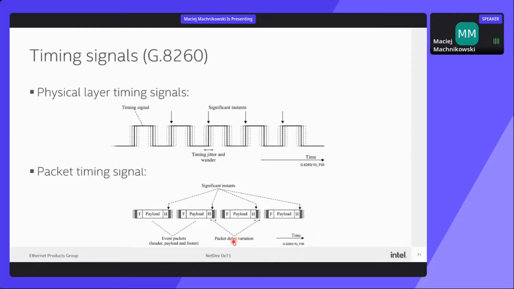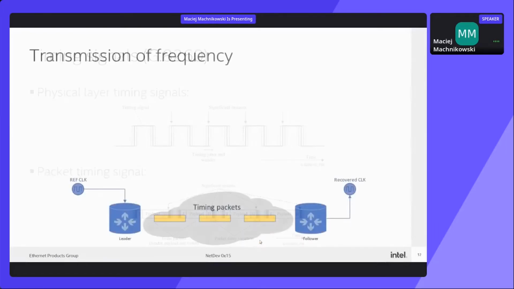and that we can recover the frequency from those packets. And obviously the main problem with packet timing signals is that there is a packet delay variation that's not really deterministic in our network and depends on some properties of the network and usage of the network. So basically, whenever the load of the network is bigger, the packet delay variation will increase and so on. So how can we transmit the frequency?